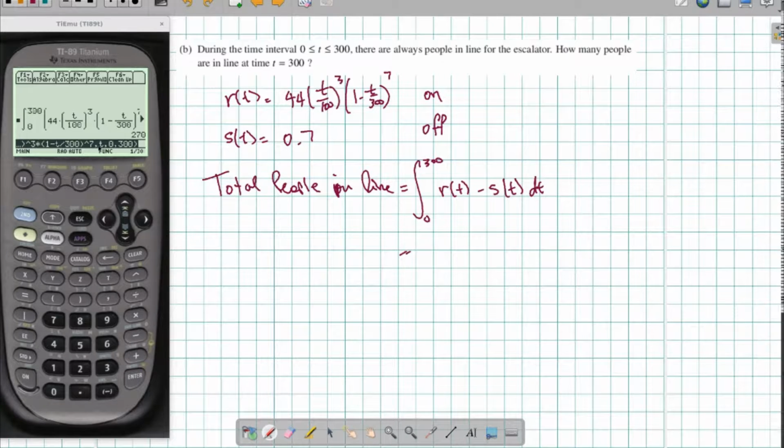So when I do this calculation, I'm going to do my exact same equation. The only thing that's going to be different is my function is going to have a minus 0.7 in it. And now when I do that integral, I end up with 60 people. So total people in minus total people out over that time, because these are rates.